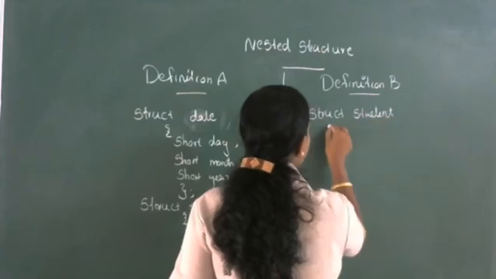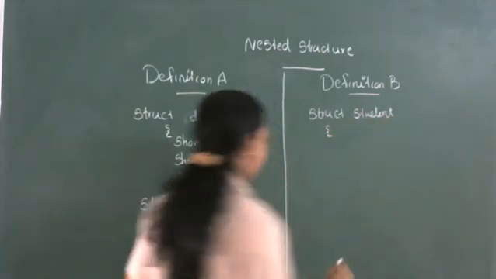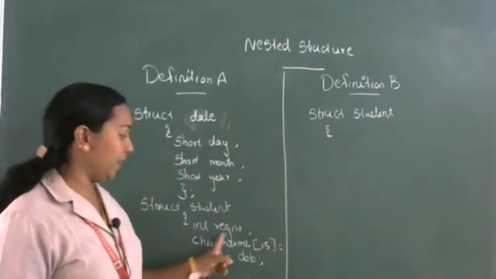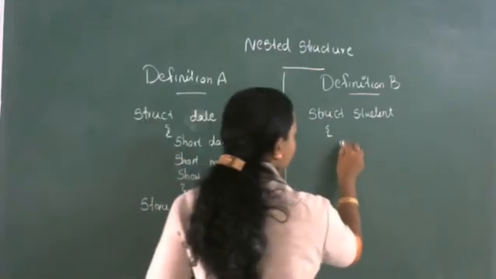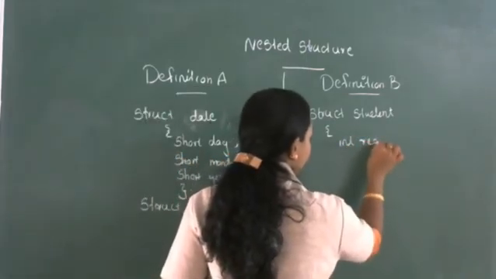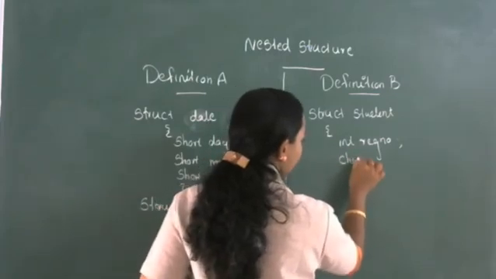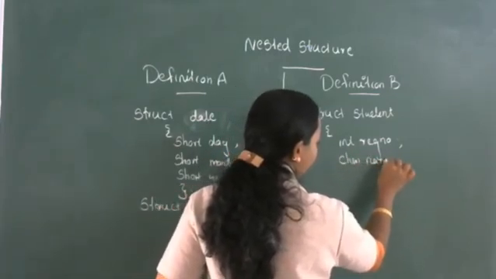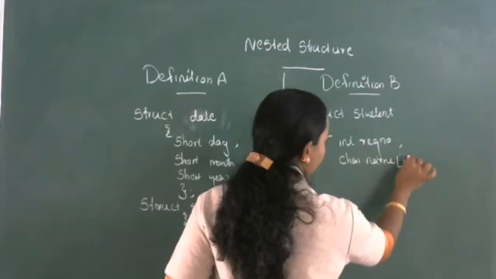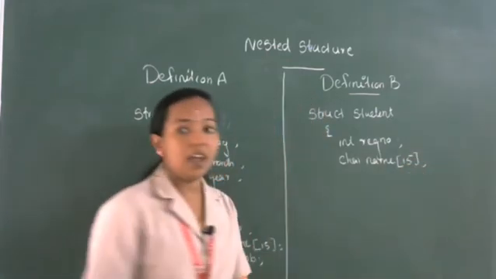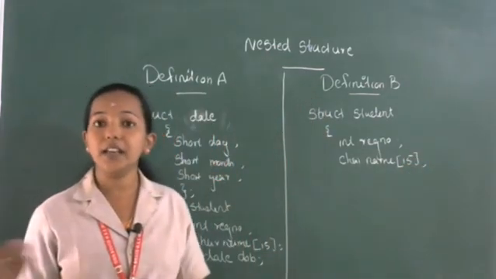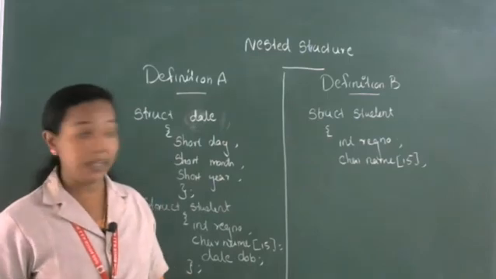Struct student, open the bracket. What is the first student data? Int register number. Second one, char name of 15. After char name of 15, the third field will be date.